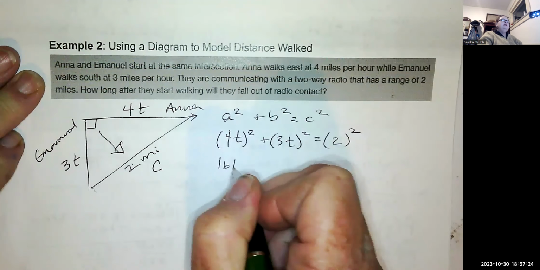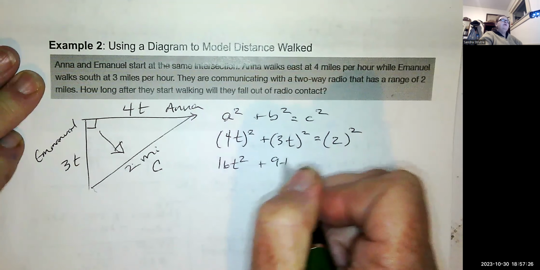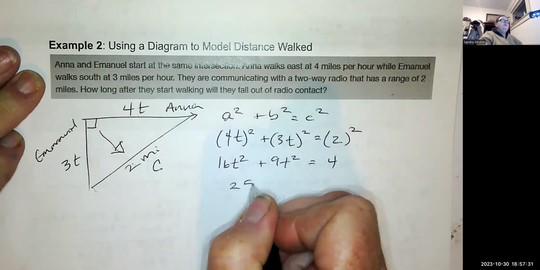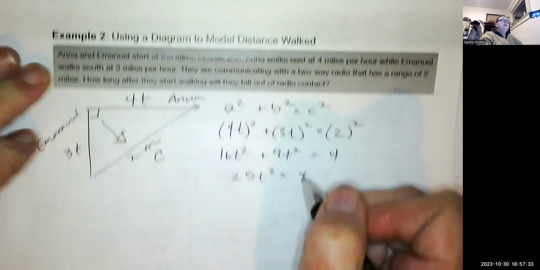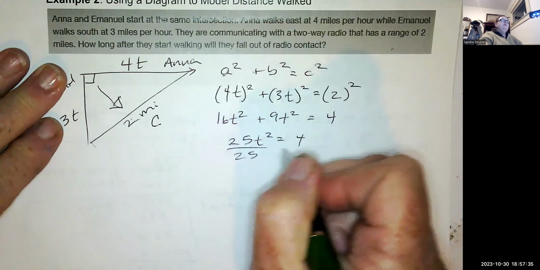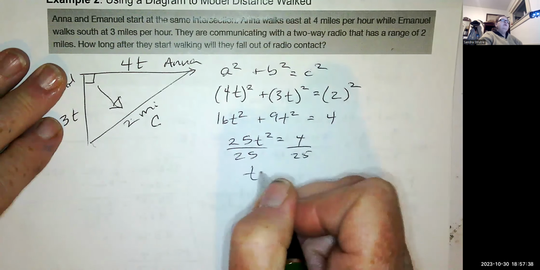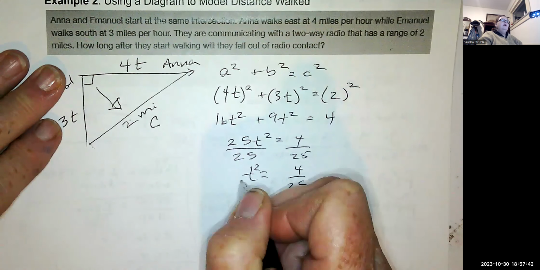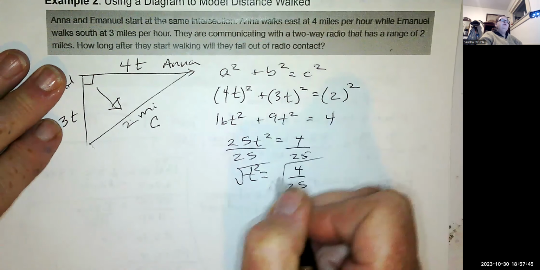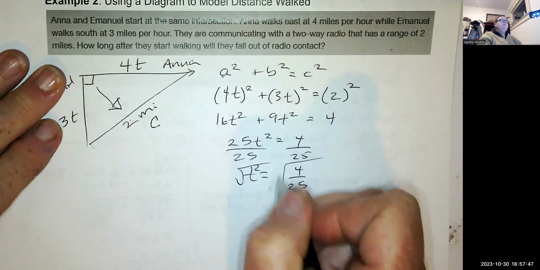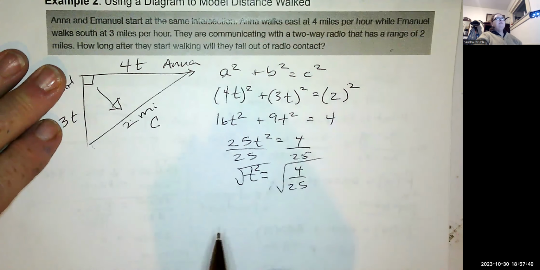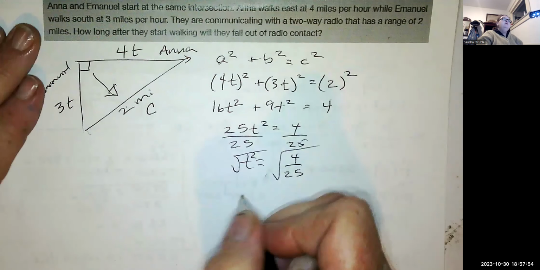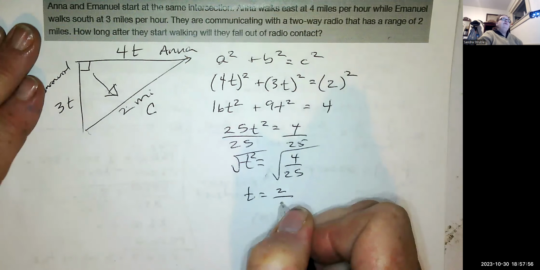So that's 16t squared plus 9t squared is equal to 4. And that is 25t squared is equal to 4. Divide both sides by 25. So we get t squared is equal to 4 over 25. Take the square root of both sides. Remember, when you do that on the right, you're supposed to put plus or minus, but because this is representing time, time is not negative. We don't have a DeLorean, so we can't go back in time. So t is equal to 2 over 5.